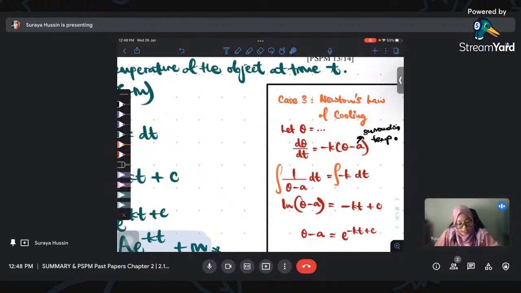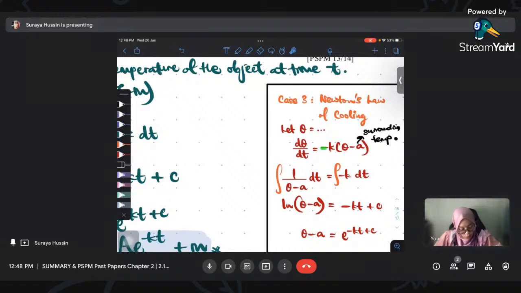Hanya untuk case ketiga, iaitu Newton's law of cooling. Okay, Newton's law of cooling, dia melibatkan ada temperature surrounding, and surrounding temperature ataupun room temperature akan sentiasa diberi dalam soalan. Jangan risau, memang akan diberi dan kita tinggal letak sahaja.